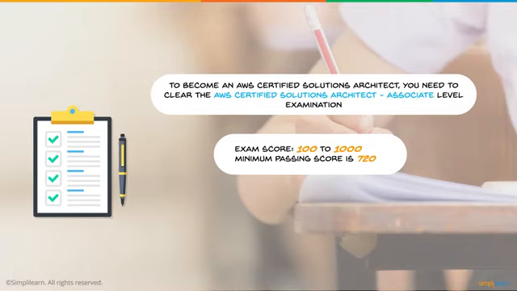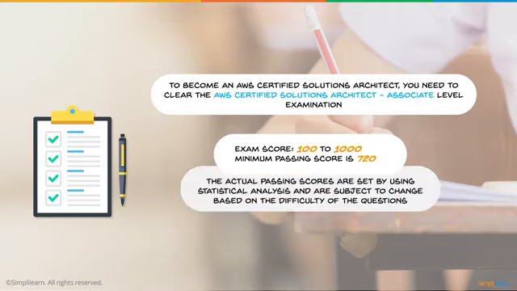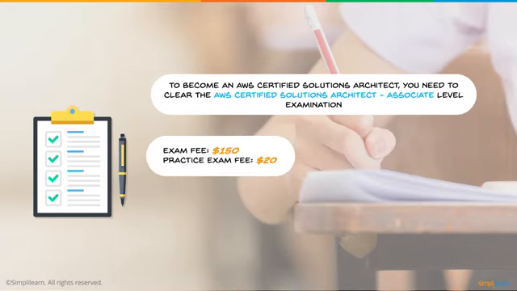The exam score ranges from 100 to 1000 marks, and the minimum passing score is 720. However, there's a catch. The passing marks are actually set using statistical analysis, so they can be changed based on how difficult the examination actually is. The exam fee is $150. And you can also take a practice examination, which costs $20.